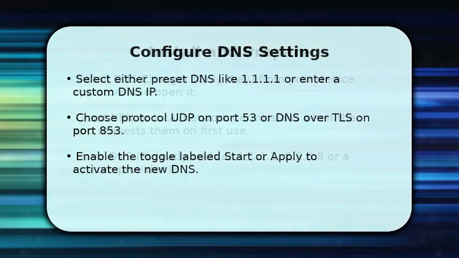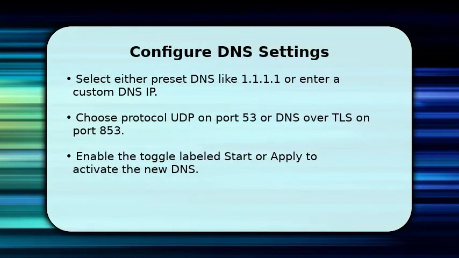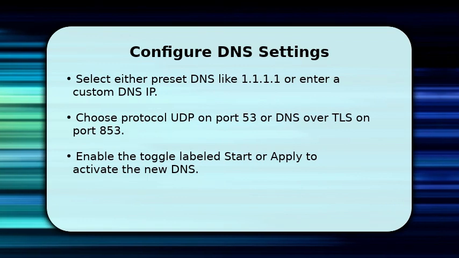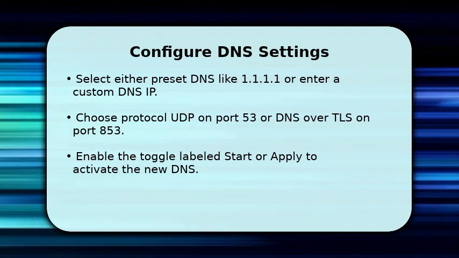Select the DNS profile option inside the app screen and choose a preset or custom DNS. Select either the preset DNS like 1.1.1.1 or enter a custom DNS IP manually. Choose the protocol you prefer, such as UDP on port 53 or DNS over TLS on port 853.